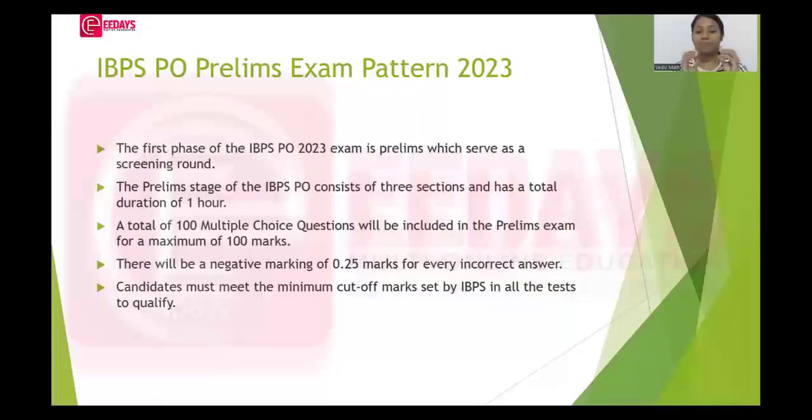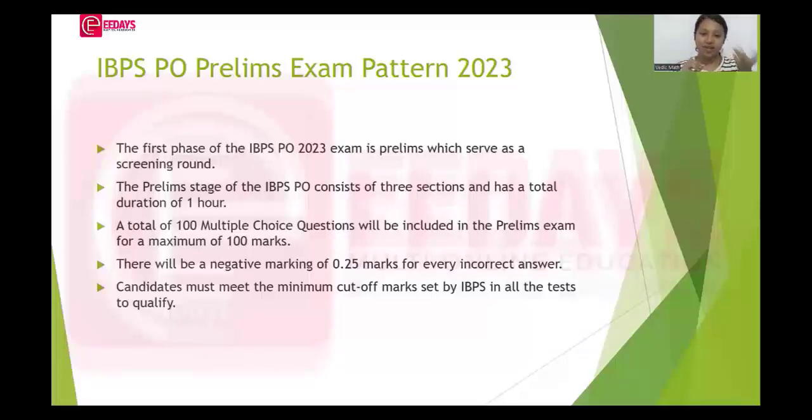So coming to the prelims exam pattern, this is the first exam and you have to clear it so that you will be moving to the main exam. The prelims exam is held for 1 hour and it consists of 3 basic sections, and everything would be multiple choice questions. Multiple choice questions means they would give you a question below which there would be 4 options. You have to choose the best option out of it. Likewise, there would be 100 questions.